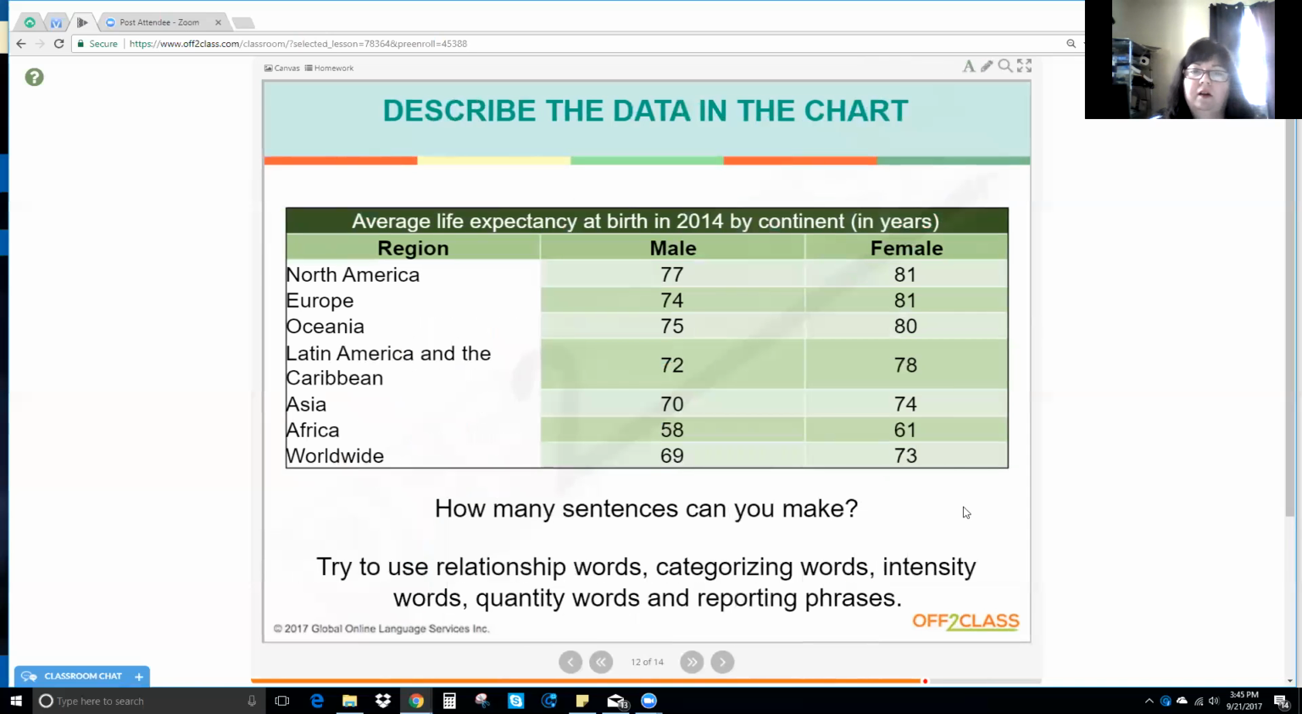Okay, all right, describe the data in the chart and see how many sentences you can make. So this is here for you to practice with. You should try to use the relationship words, categorizing words, intensity words, quantity words, and reporting phrases.